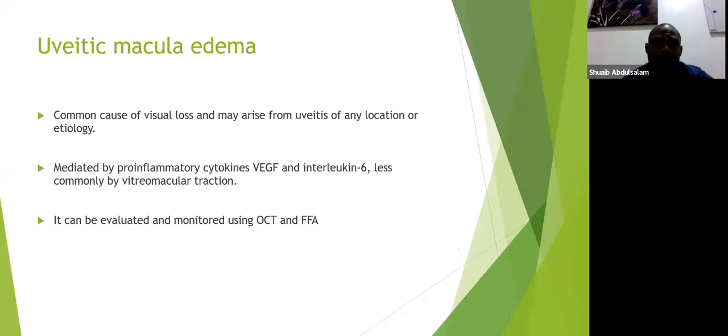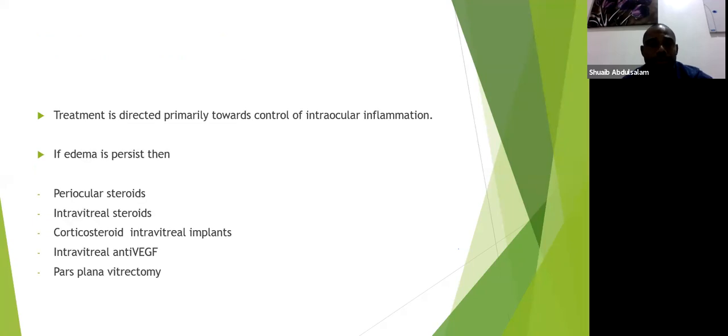So, uveitic macular edema, like it's been pointed out, is a common cause of visual loss and may arise from uveitis of any location or any etiology, and it's mediated by inflammatory cytokines like VEGF and interleukin-6, and less commonly it could be from vitreomacular traction. Usually, it's evaluated and monitored using OCT and fundus fluorescein angiography. The treatment is to control the intraocular inflammation. But if the edema persists, then you could give treatment that specifically targets the uveitic macular edema.